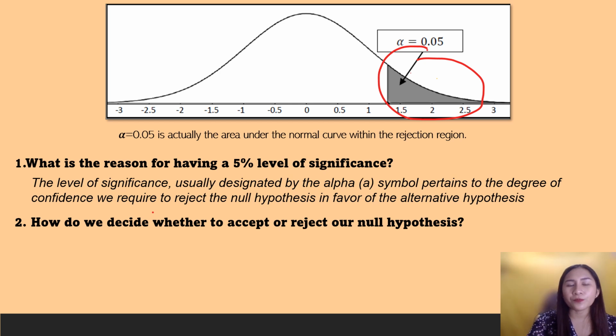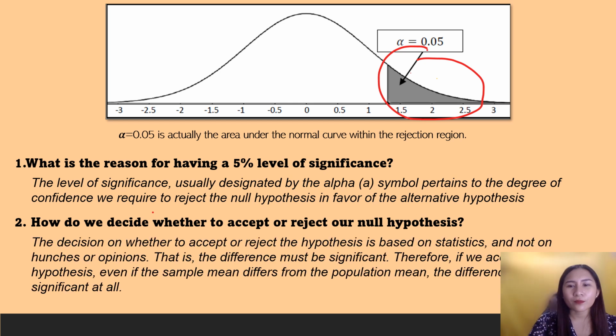The next question. How do we decide whether to accept or reject our null hypothesis? Carla, you're raising your hand. You're now recognized. The decision on whether to accept or reject the hypothesis is based on statistics and not on hunches or opinions. That is, the difference must be significant. Therefore, if we accept the null hypothesis, even if the sample mean differs from the population mean, the difference is not significant at all. Good job, Carla, for giving me that answer.